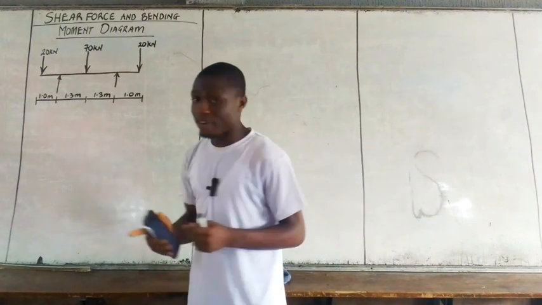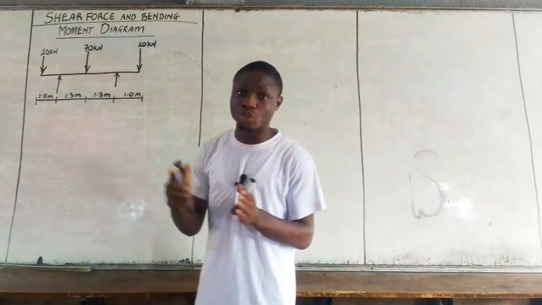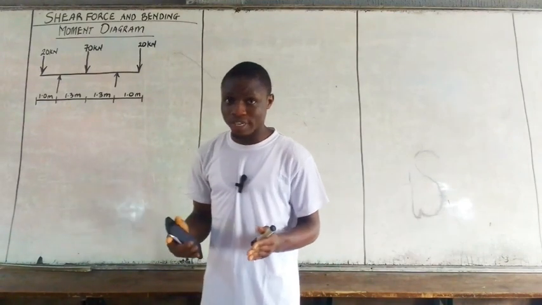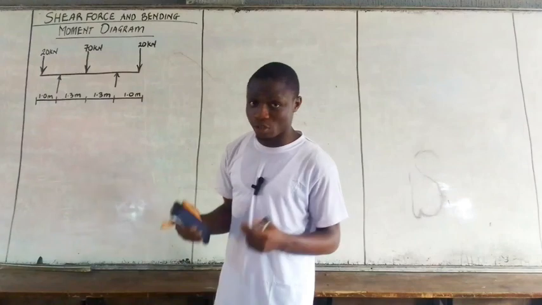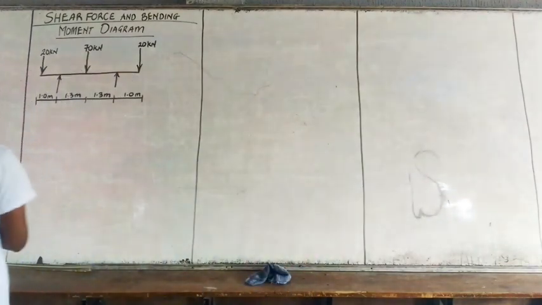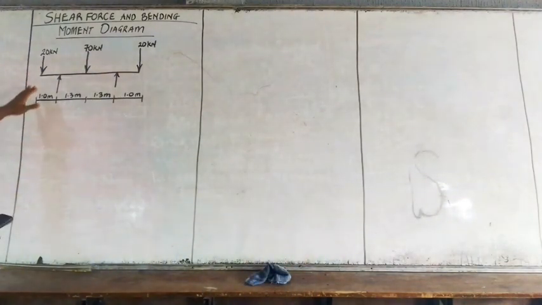So when I solve this question, I need to get the reactions, right? I will first note that this is a cantilever beam. Why? Because the two edges are not resting on supports. Hence, we call this a cantilever beam.